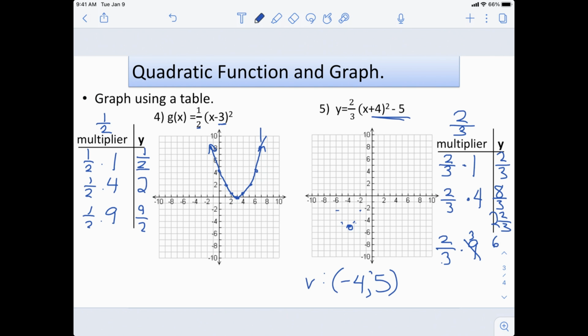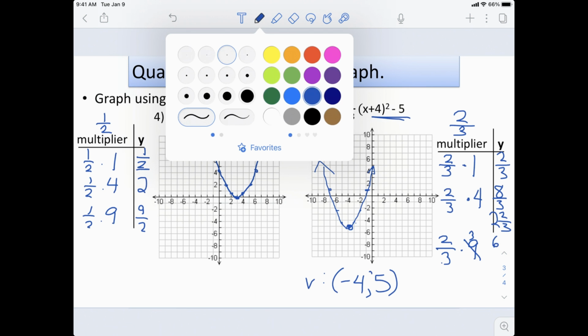And I really like this next one that's 6 because it's right on point. 1, 2, 3, 4, 5, 6. Here we go.